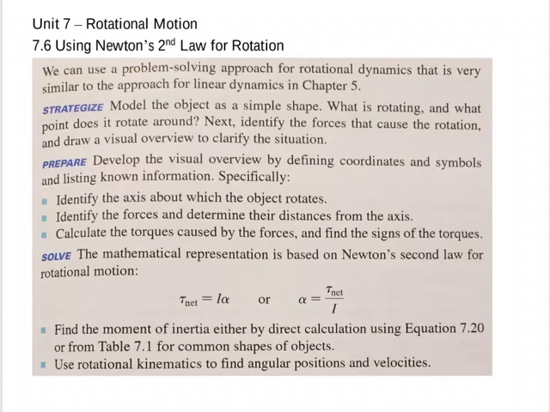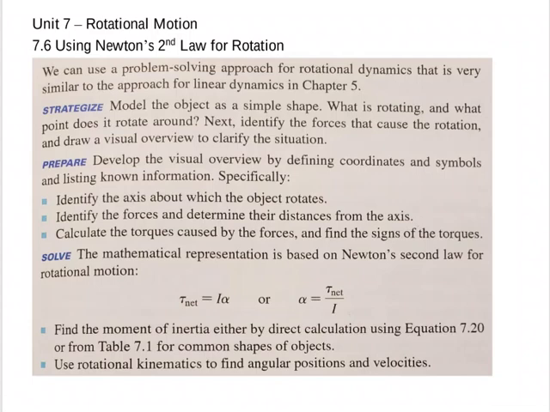Using Newton's second law for rotation, remember Newton's second law for rotation is Newton's second law for regular motion, F equals ma, but it's turned into rotation. So torque equals moment of inertia times angular acceleration. So tau equals I alpha. So we can use a problem-solving approach for rotational dynamics that is similar to the approach for linear dynamics that we saw a couple chapters ago.